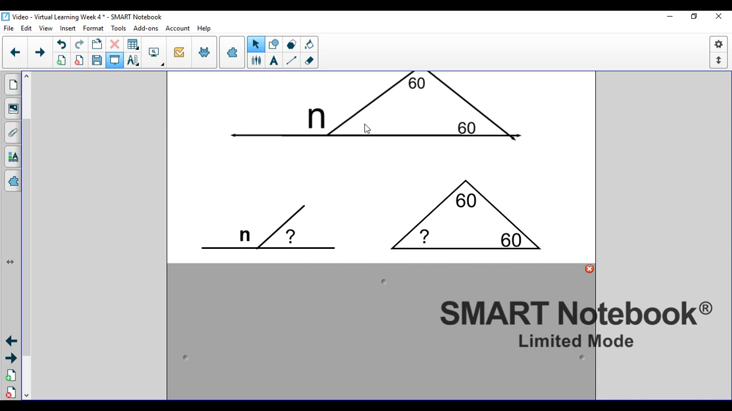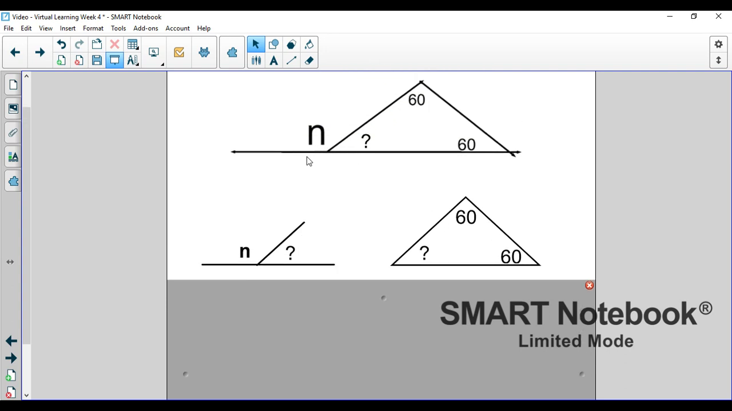This missing angle is really important because without figuring out what this question mark is, I'm not going to be able to solve for n, because n is over here all by itself, and the only relationship is that question mark, that missing angle. So I have two things here. All I did was break this apart.